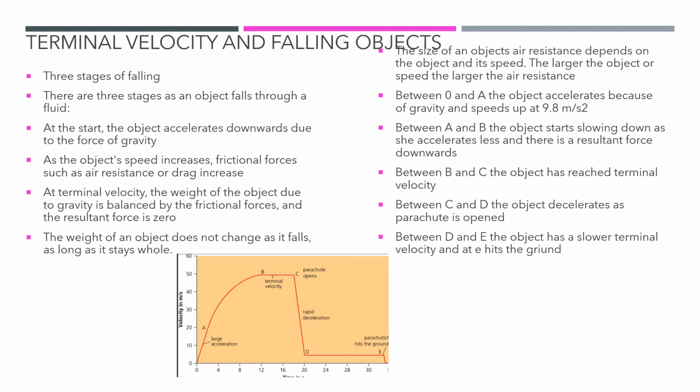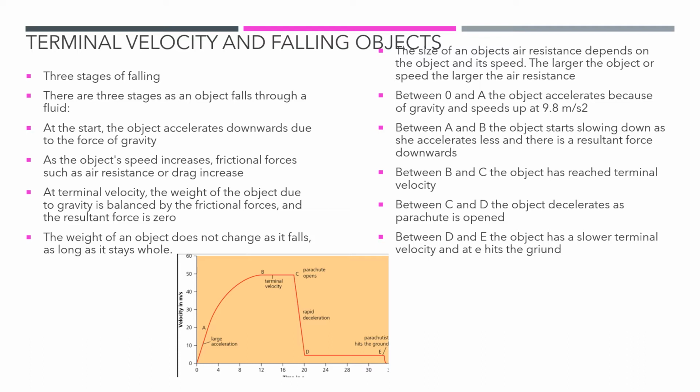At terminal velocity, the weight of an object due to gravity is balanced by the frictional forces, and the resultant force is zero. The weight of an object does not change as it falls, as long as it stays whole. The size of an object's air resistance depends on the object and its speed. The larger the object or speed, the larger the air resistance. So here we looked at the stages of falling.